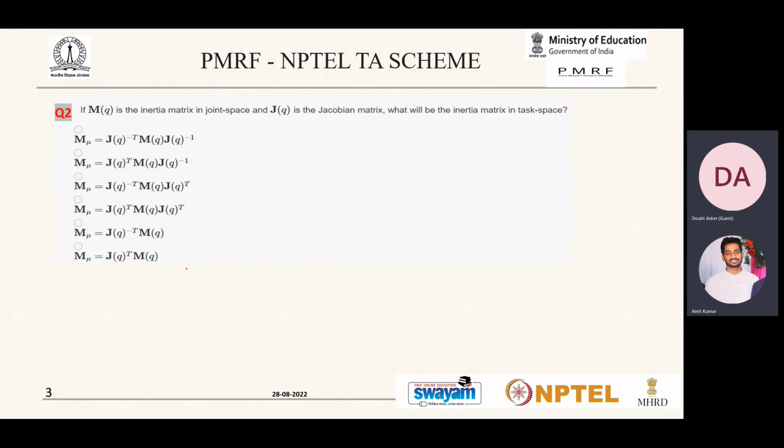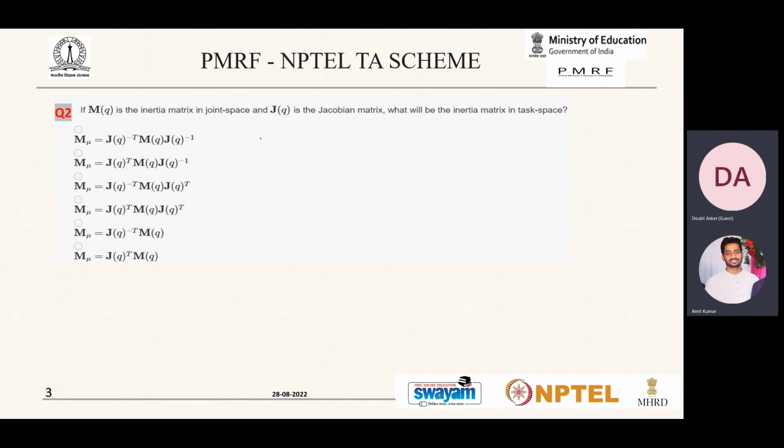Next we have M of q, which is the inertia matrix, and J of q is the Jacobian matrix. What will be the inertia matrix in task space? Let us first derive this, and then we'll try to find what M mu is.